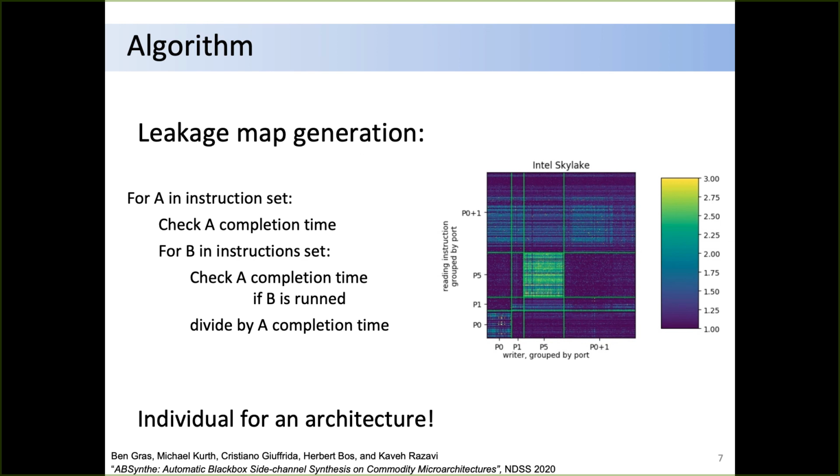This leakage map is individual for each component. This is why we have to have an instance of this component at hand. But generation of this leakage map does not require us to have insights about the microarchitecture of the component. We can treat it as a black box. We take some CPU, we run all of the possible commands in pairs, and this way we get this leakage map.